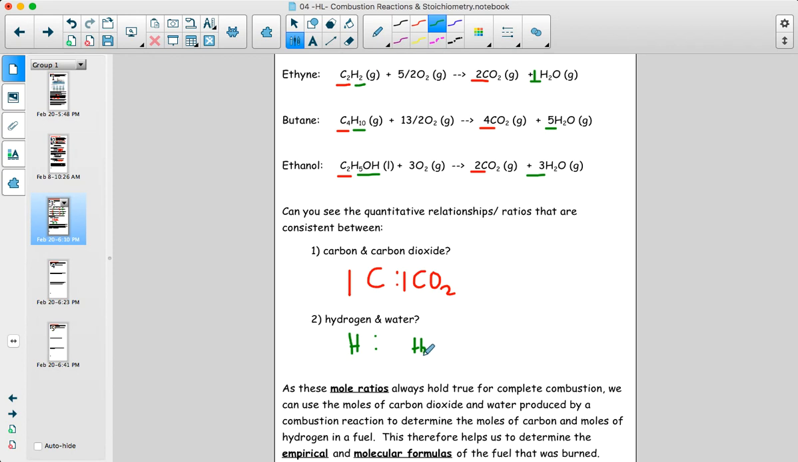So if you say that this is 1, it's going to be a half of a water, or 2 to 1.